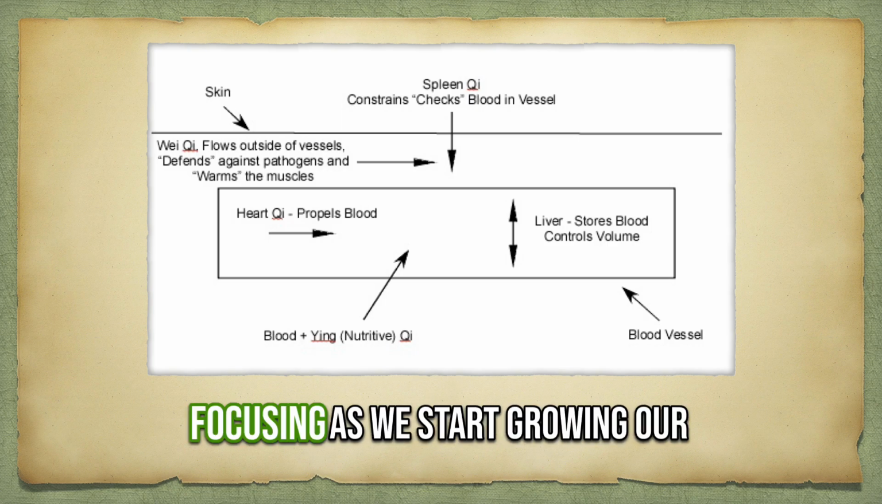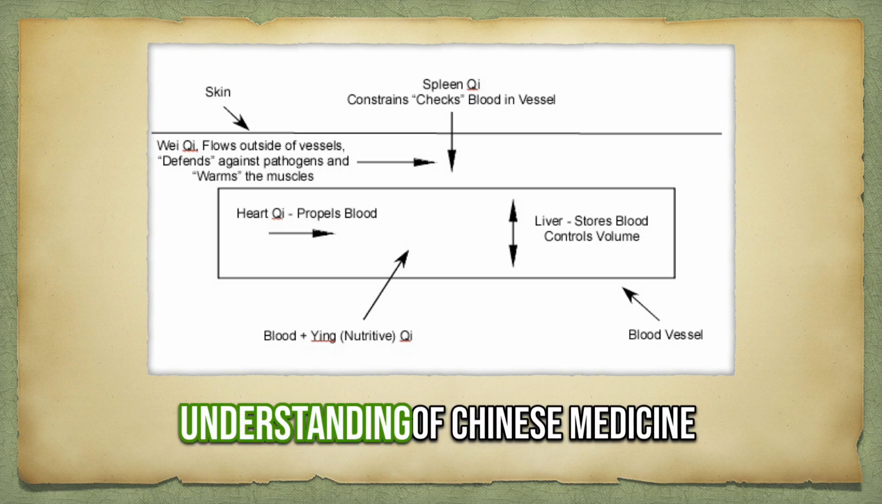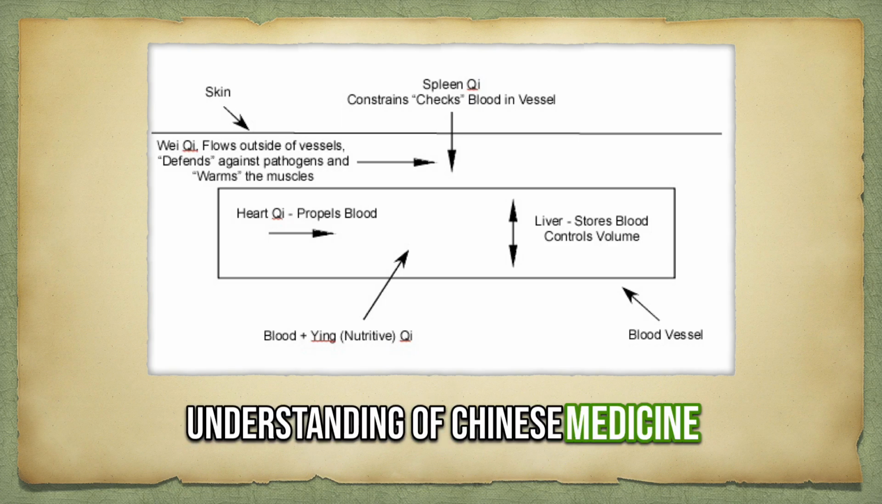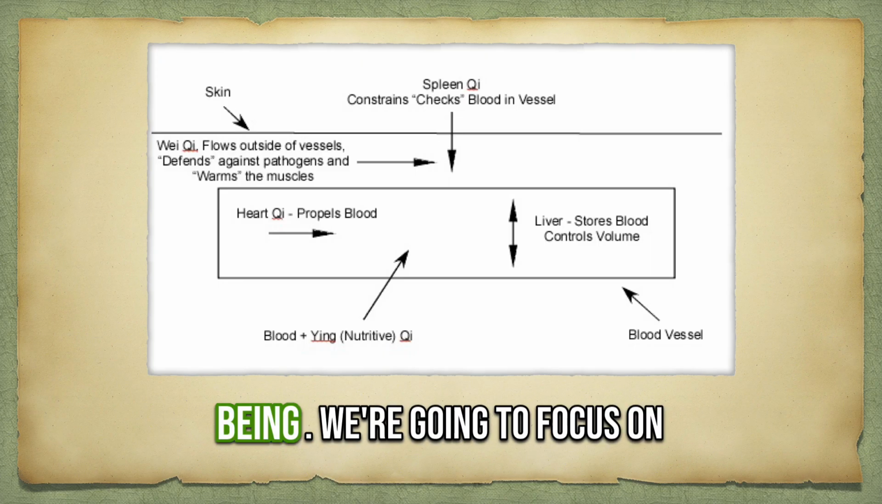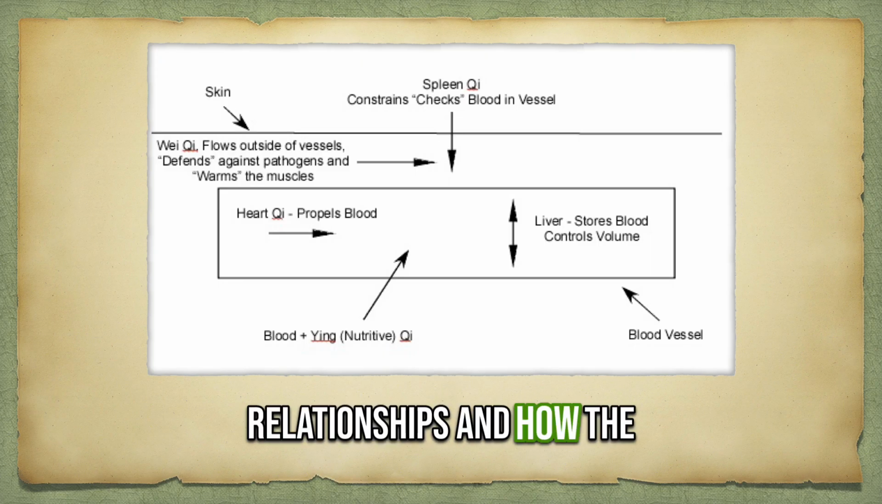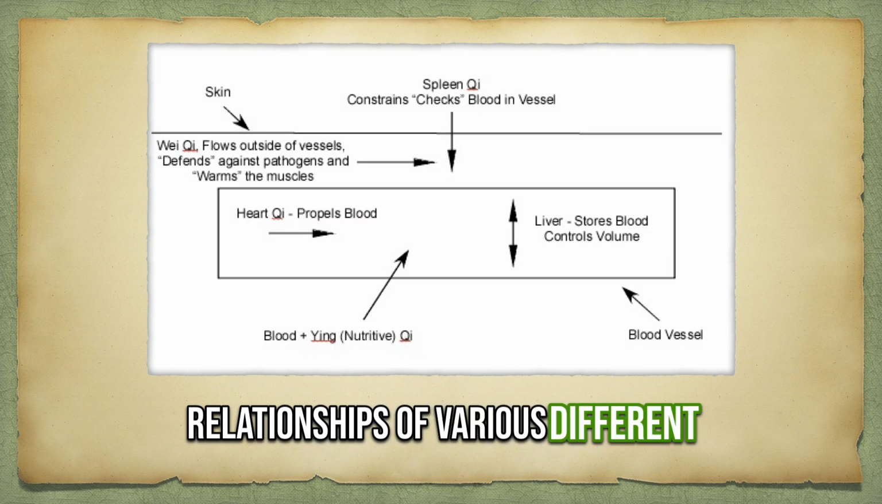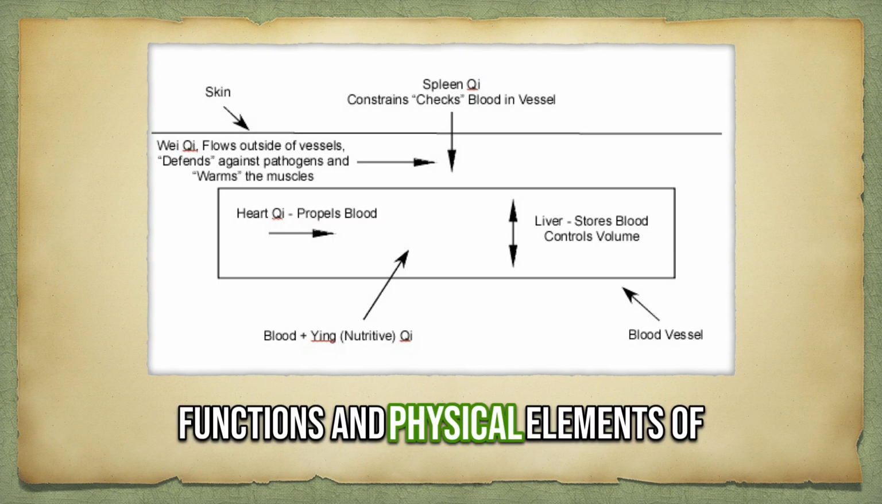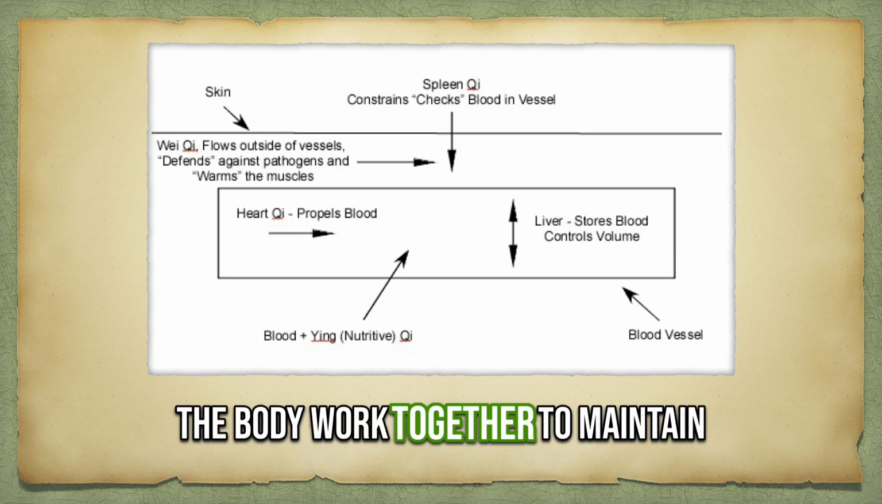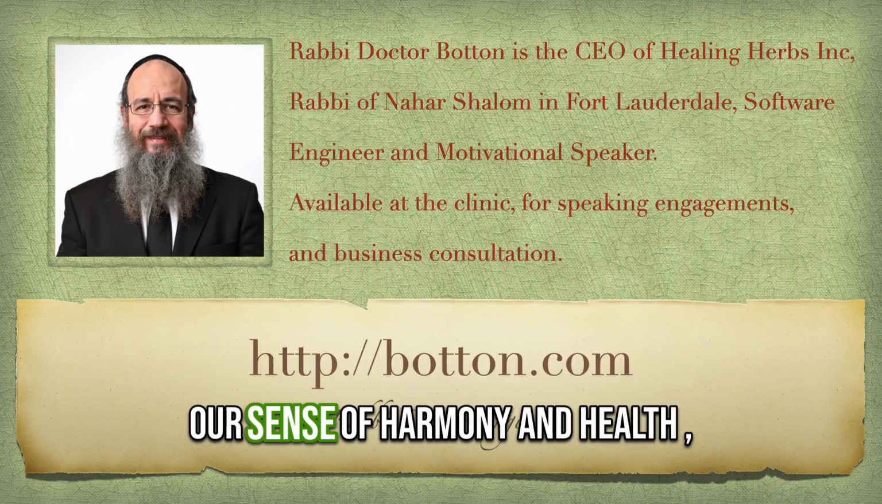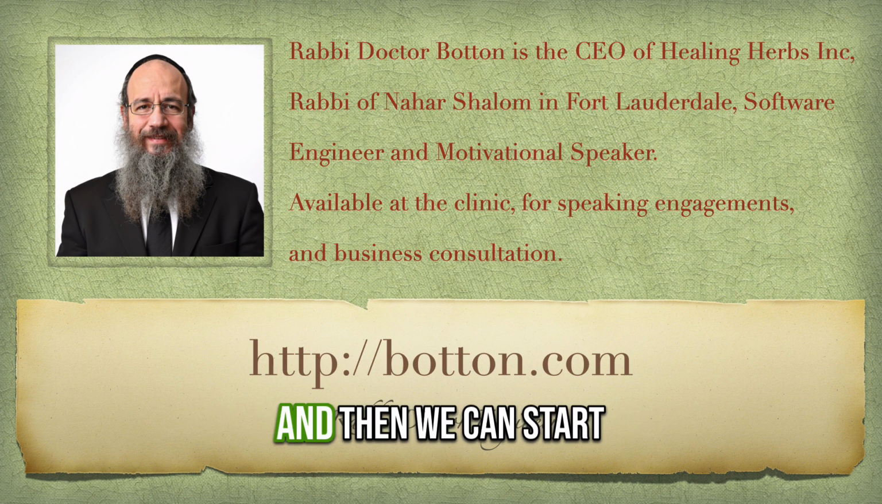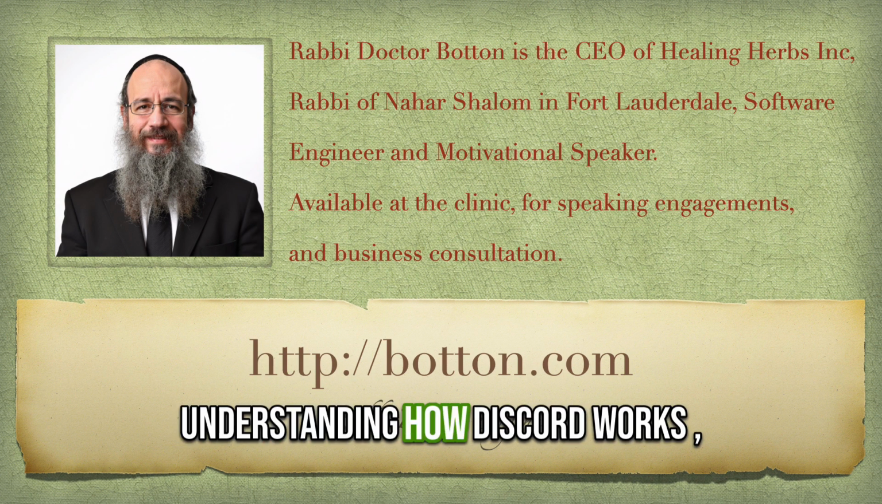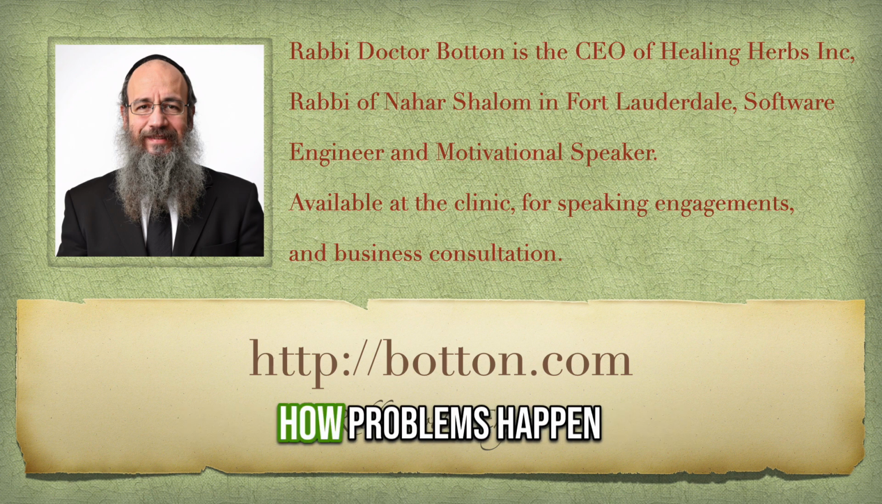So as we start growing our understanding of Chinese medicine and the physiology of the human being, we're going to focus on relationships and how the relationships of various different functions and physical elements of the body work together to maintain our sense of harmony and health. And then we can start understanding how discord works, how problems happen.